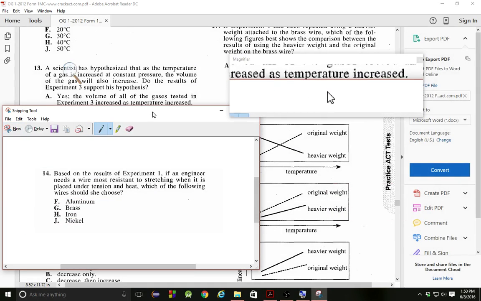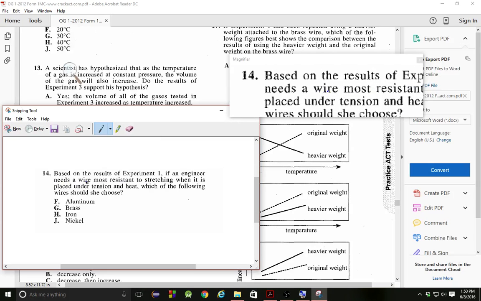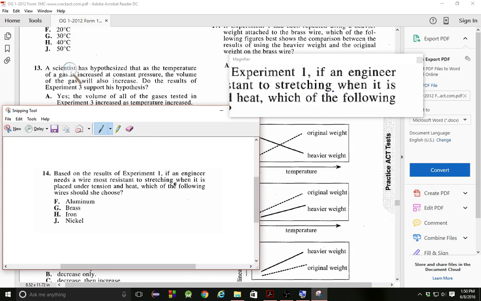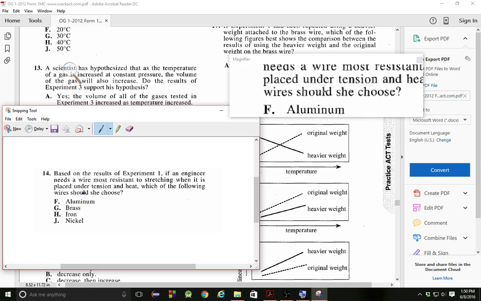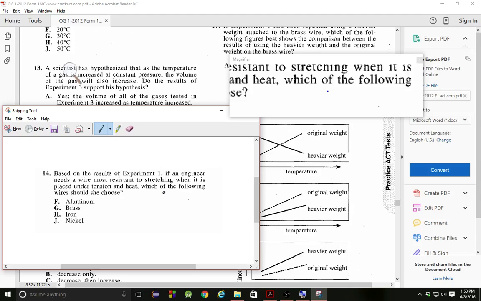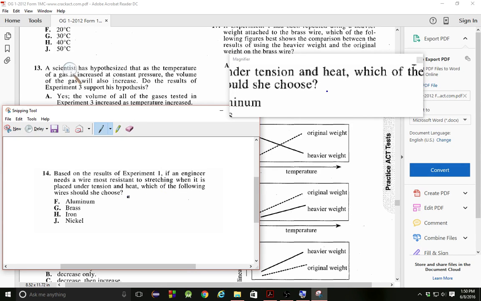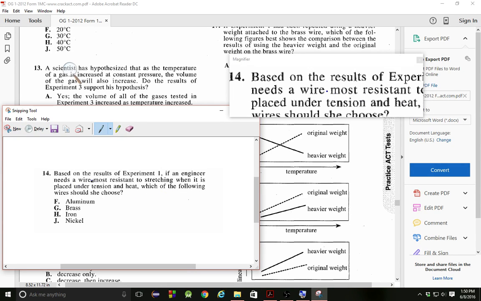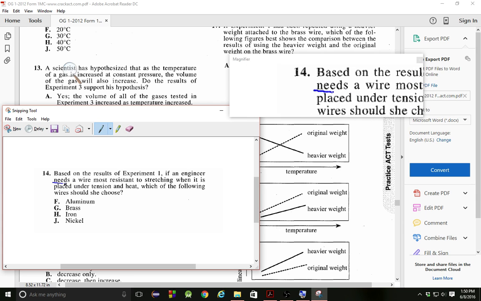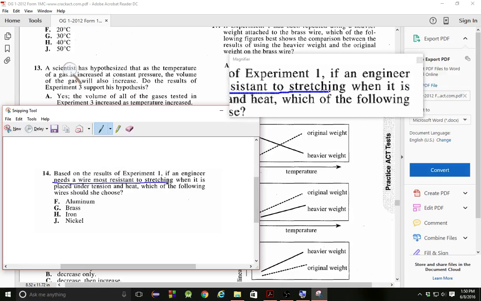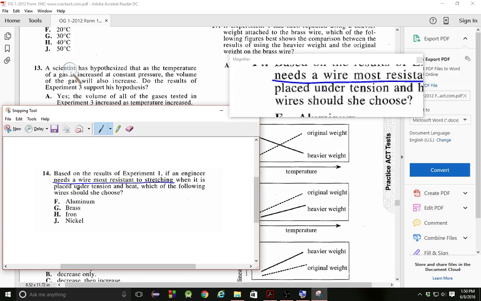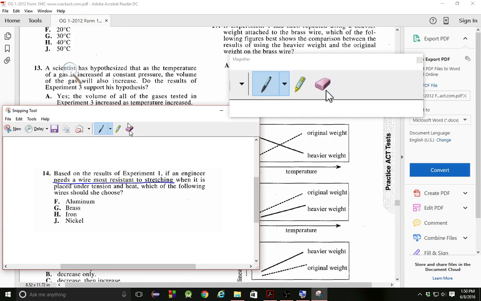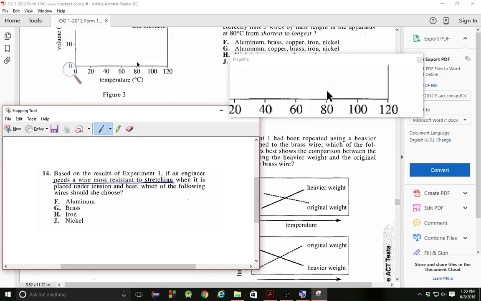Based on the results of experiment 1, if an engineer needs a wire most resistant to stretching when it is placed under tension and heat, which of the following wires should she choose? Okay, so needs a wire most resistant to stretching when it is placed under tension and heat. Which of the following wires should she choose? Let's look at experiment 1.